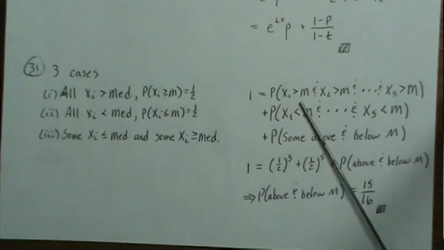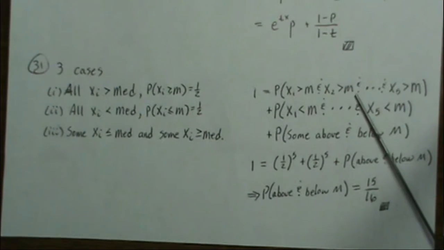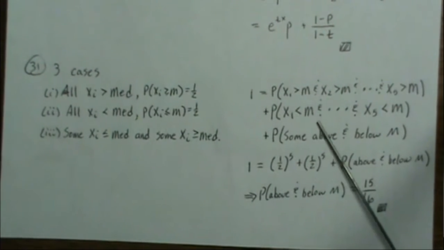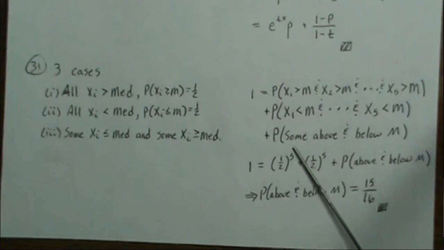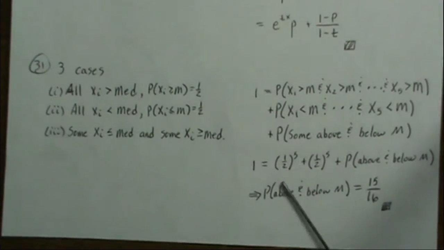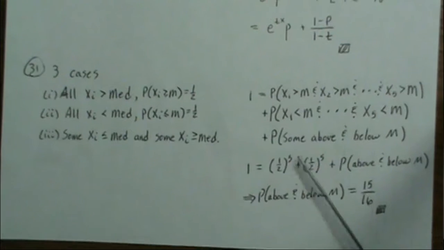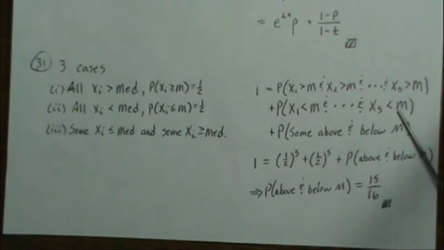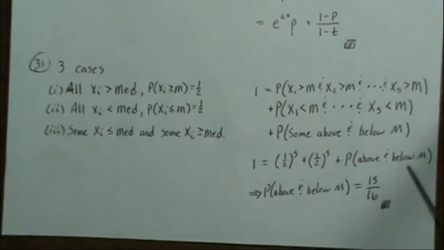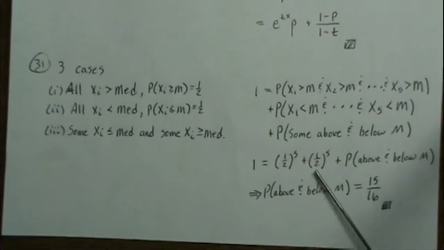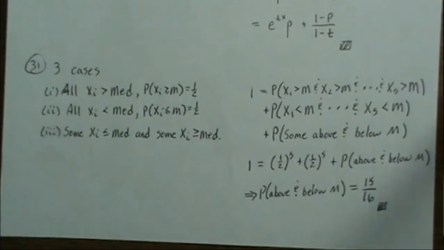So 1 equals, now the probability of the case that they're all greater than the median can be written like this, plus the probability that they're all less than the median can be rewritten like this, plus the probability that some are above and some are below. Well, this piece, they're all less than the median, is 1/2 raised to the 5th. This, that they're all greater than the median, is 1/2 to the 5th, plus, and then we don't know this, the probability that some are above and some are below. Well, then take those to the other side and it leaves this, and the answer is 15/16.